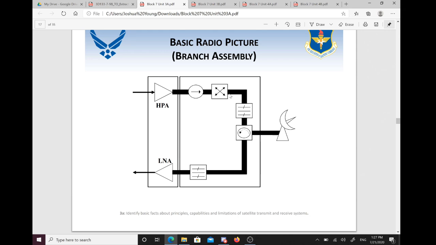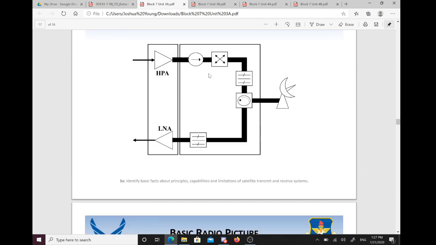But there are specific components housed within the waveguide or branch assembly that have a job in honing, filtering, and directing your signal so that it leaves and enters your antenna the way that it should, and your equipment associated with your antenna. And we're going to talk a little bit about what each of these components does for our signal in just a second.